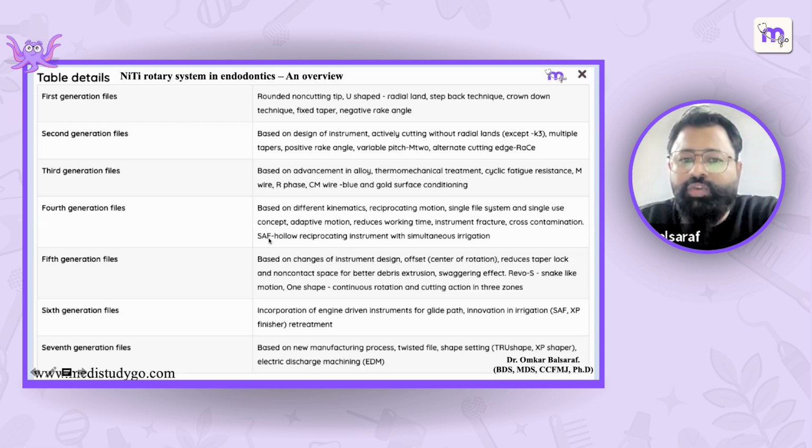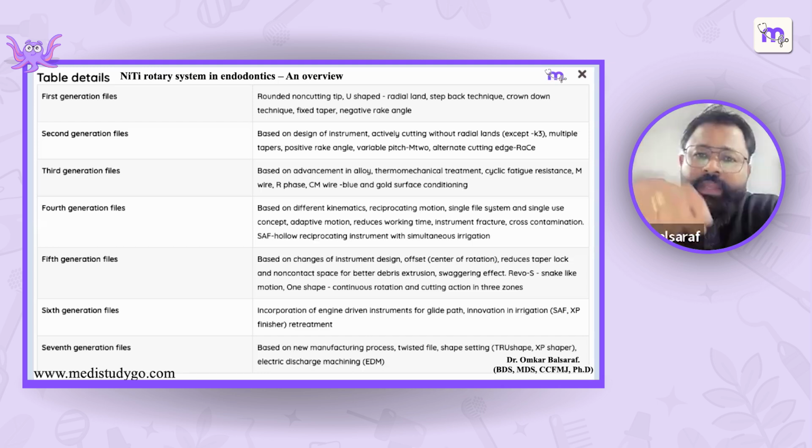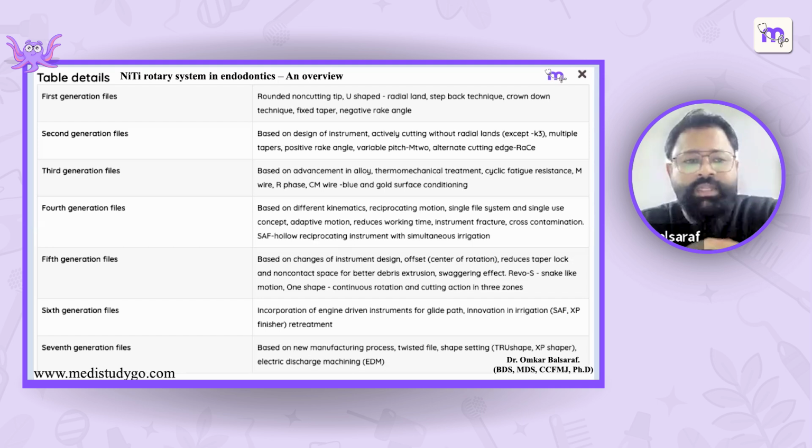Okay, so this was a hollow file, also called a self-adjusting file. It was a mesh work. These are called fourth generation files. These are just a mesh along with irrigation, so while you're preparing, you're also irrigating the canal. That was the concept of this file, but these are nowadays not used. These were the fourth generation files.